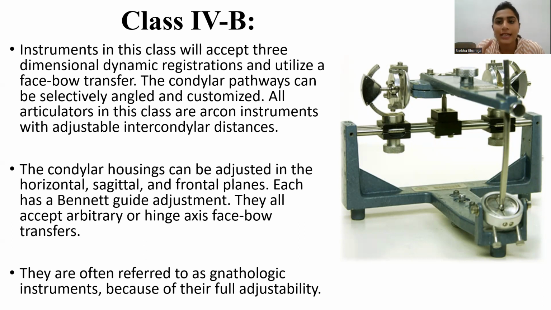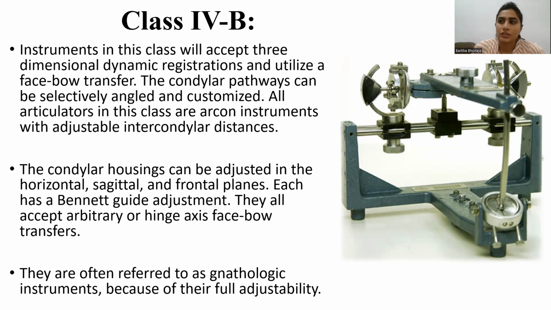That is, the condyle element is present in the lower member, and the condylar pathway is present in the upper. In this class are Arcon instruments with adjustable intercondylar distance. Now, every patient doesn't have the same intercondylar distance. All the other articulators were based on the average intercondylar distance. Now, in this, you can measure the intercondylar distance. How will you measure that in the patient's mouth?